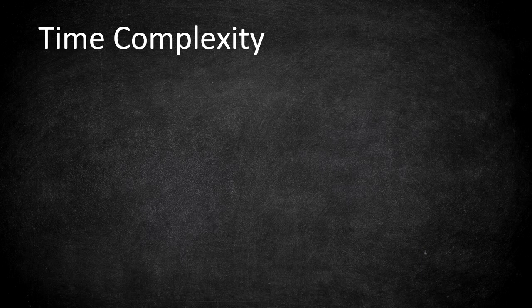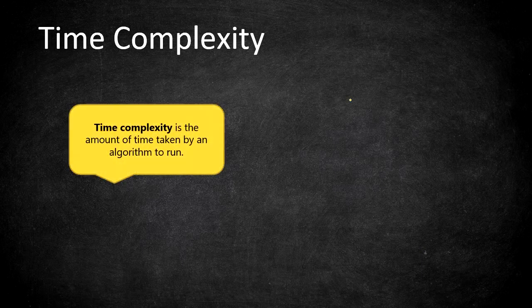So let's get started. So what is a time complexity? In simple words, time complexity is the amount of time taken by an algorithm to execute. So you can get the time complexity by counting the number of operations performed by your code.